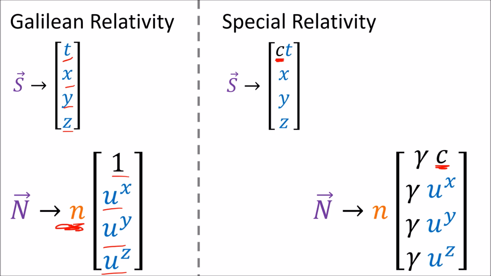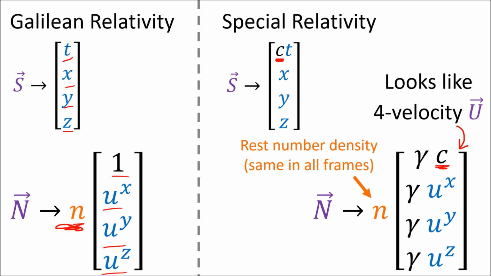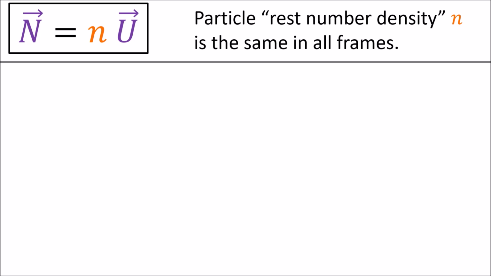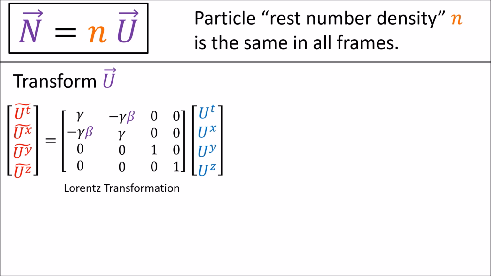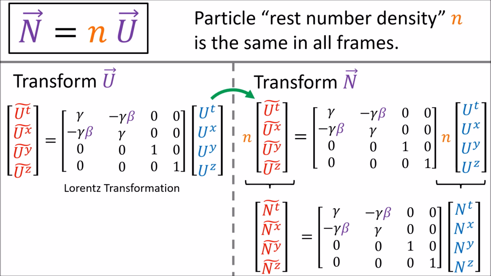We can see now that the number-flux 4 vector in special relativity is just the number density of particles in the rest frame multiplied by the 4 velocity of the particles. So the full 4 vector looks like this. Now, the density of particles in their own rest frame, small n, is agreed on by all frames of reference. This means that if we know how to transform the components of the 4 velocity in different frames, then we also know how to transform the components of the number-flux 4 vector, because the rest number density doesn't change. So we transform the number-flux 4 vector just by using the standard Lorentz transformation matrix that we've seen all throughout this video series.